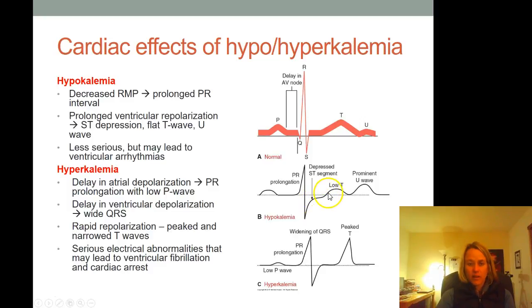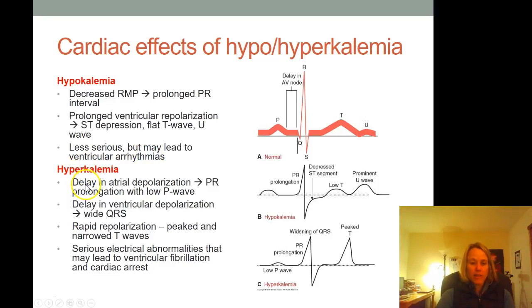This is also going to result in a prolonged ventricular repolarization. This can be seen here with a depressed ST segment and a low T wave. We can also see this prominent U wave. This can lead to ventricular arrhythmias.